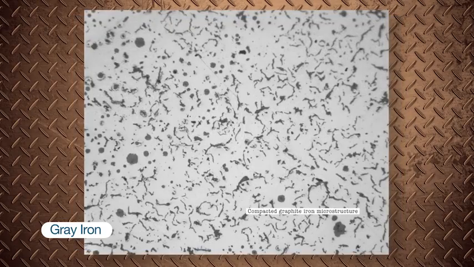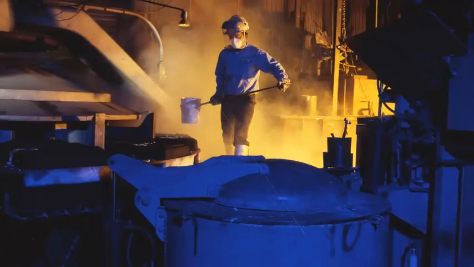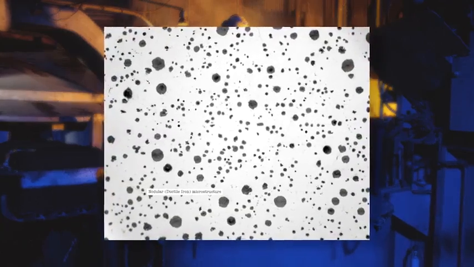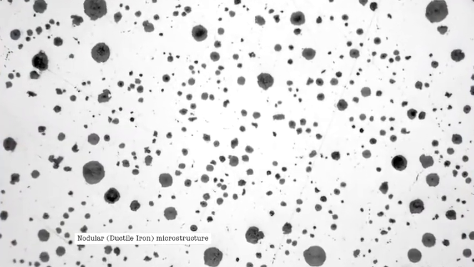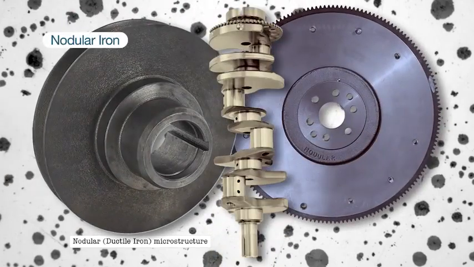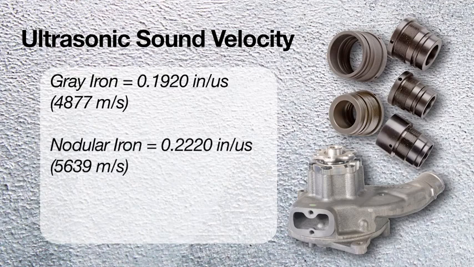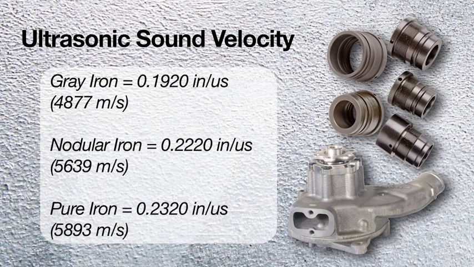This results in a more hard and brittle iron. The more desired graphite microstructure is in the form of spherical nodules, which produces a more soft and malleable iron. This material is known as nodular iron. We can check nodularity by measuring the ultrasonic sound velocity through the material.